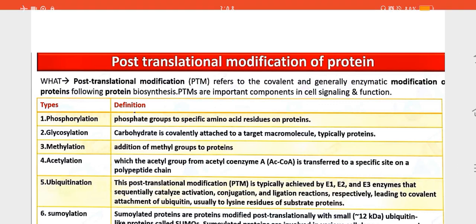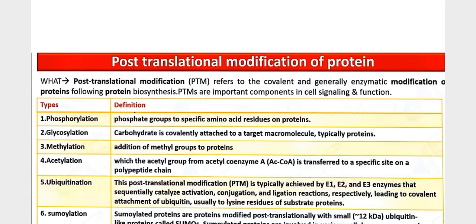Post-translational modification refers to the covalent and generally enzymatic modification of proteins following protein biosynthesis. PTMs are important components in cell signaling and function. Types: phosphorylation, adding phosphate groups to specific amino acid residues on proteins. Glycosylation, where a carbohydrate is covalently attached to a target macromolecule, typically a protein.